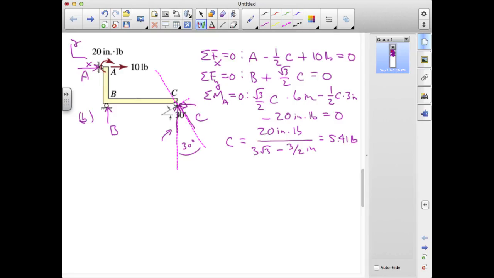I can then take my force equations and plug in C and solve for A and B directly. So if I do that for the vertical force equilibrium equation, I end up with B is minus root 3 over 2 times C, that's minus 4.69 pounds, and A is just C over 2 minus 10 pounds, that ends up being minus 7.29 pounds. So both A and B actually are in the opposite direction to what I've sketched on my free body diagram, and C does have the direction that I've sketched.